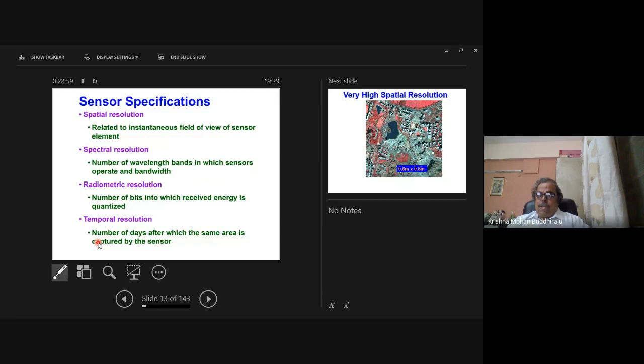Temporal resolution means, for the same area on the ground, how often can it be captured? Once upon a time, there were very few satellites, so it was an issue. But today, when you have so many satellites, practically every day you can get these images. So this is not a critical specification today, but it was, say, 15, 20 years ago.